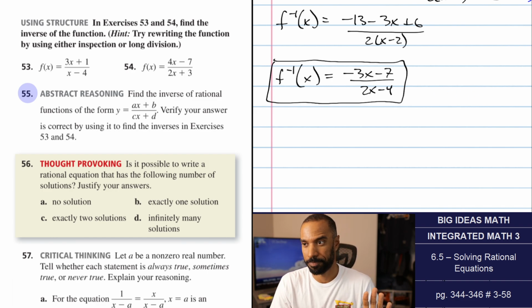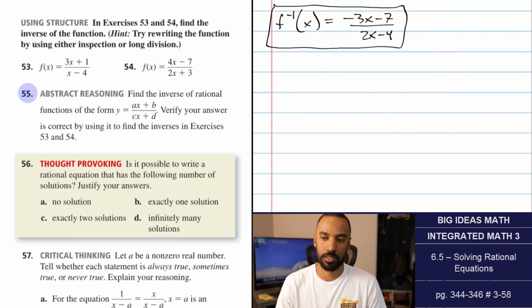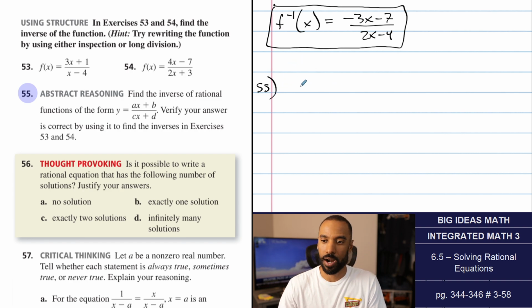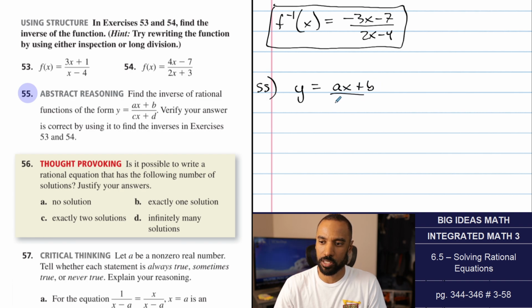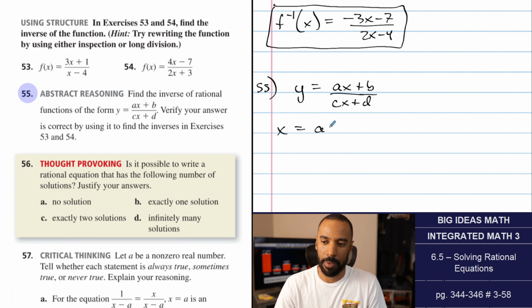I'll tell you what. This might be where I get to do this here. This is going to look a little weird because this is all letters, but this hits home the exact thing that we're going to have to do. To find the inverse here, you got to swap x and y.